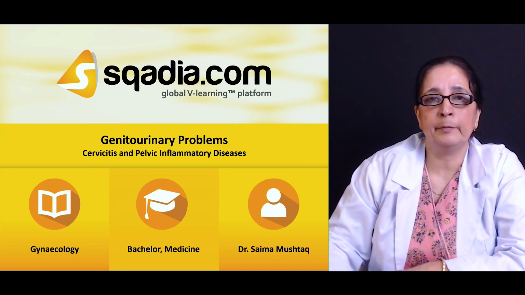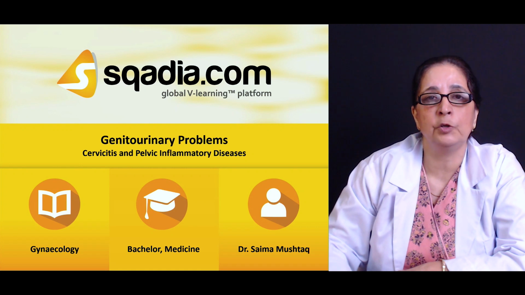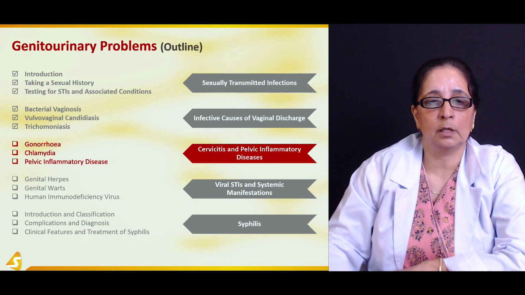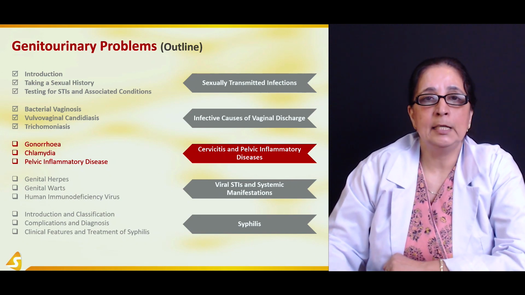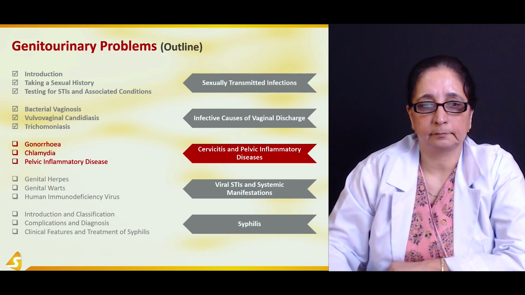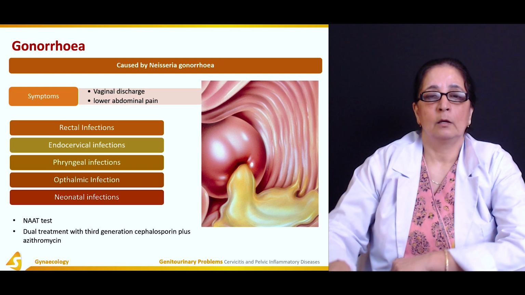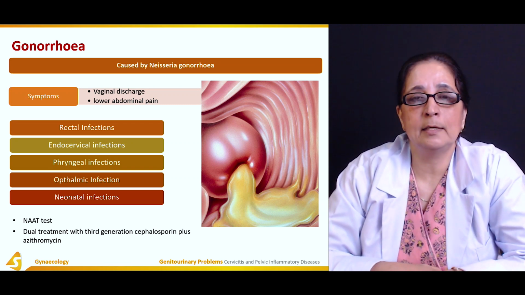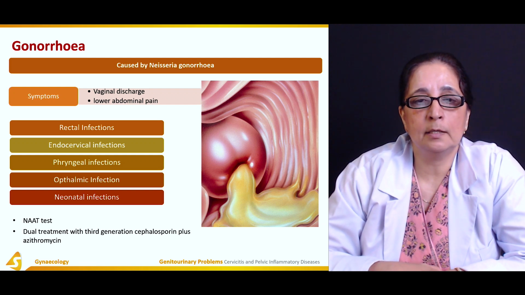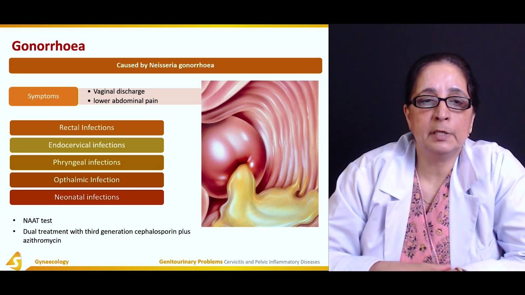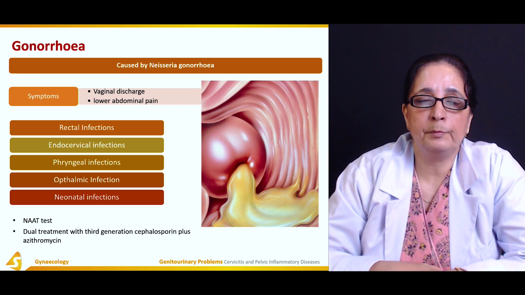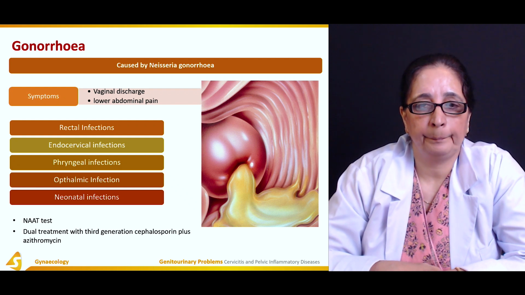Cervicitis is the inflammation of the cervix of the uterus. In this section, we will talk about gonorrhea, chlamydia, and pelvic inflammatory disease. Gonorrhea is caused by Neisseria gonorrhoeae. So the causative organism is Neisseria gonorrhoeae, and usually there is vaginal discharge, and lower abdominal pain is common.